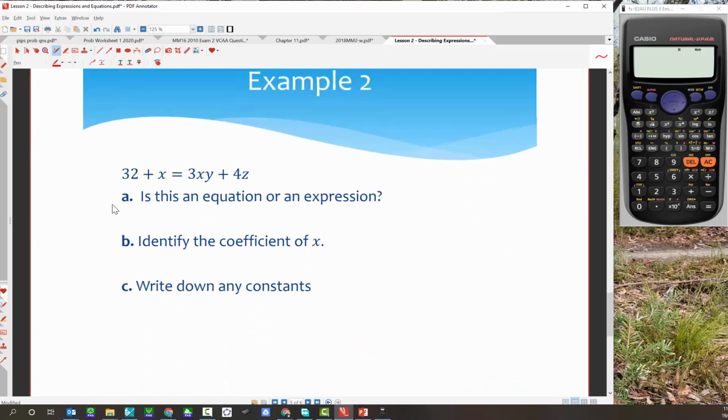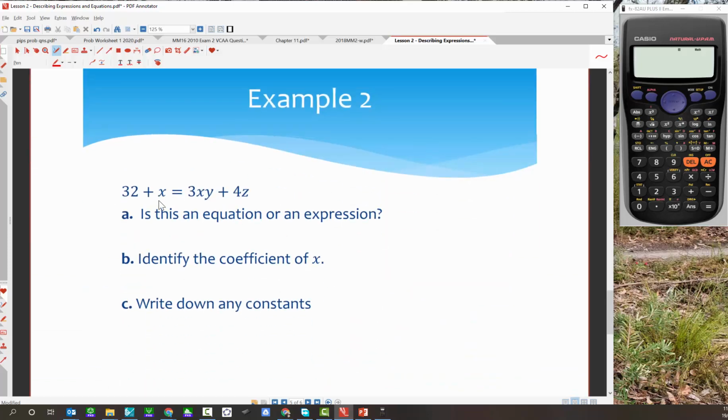All right, let's have a look at example 2. We've got 32 plus x is the same as 3xy plus 4z. Is this an equation or an expression? This is an equation, girls, because it has an equals sign.